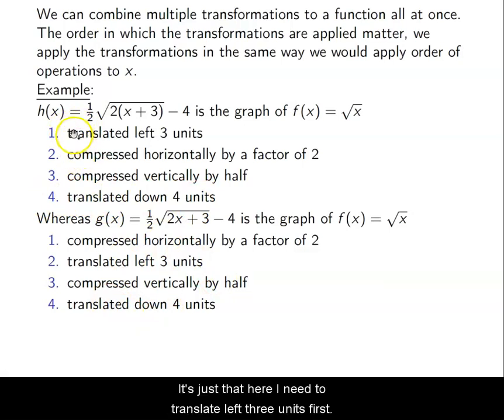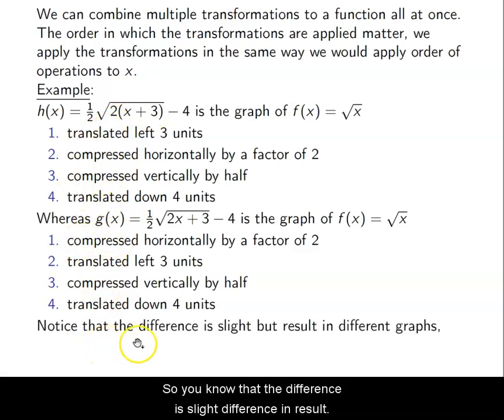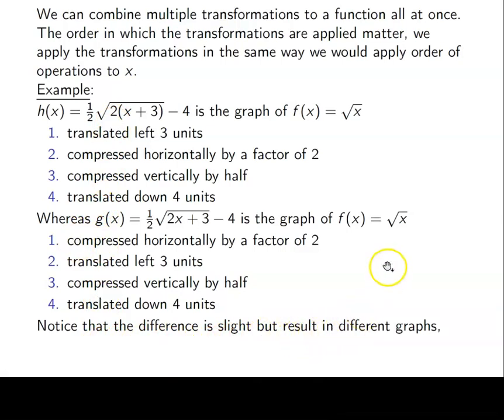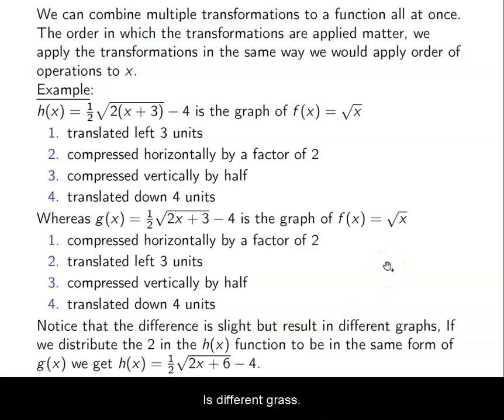It's just that here I need to translate left 3 units first. Here I translate left 3 units second. So if I switch my order of operations, right, I'm going to get a different graph out. I'm going to get different sets of outputs out. So the order that I apply these is important. Okay. So again, notice that the difference is slight, but the difference in the result is different graphs, right?